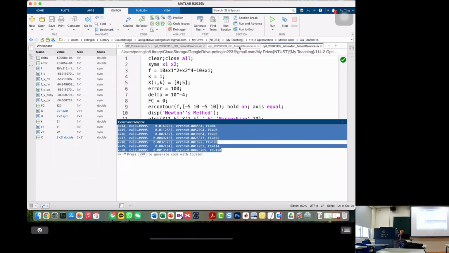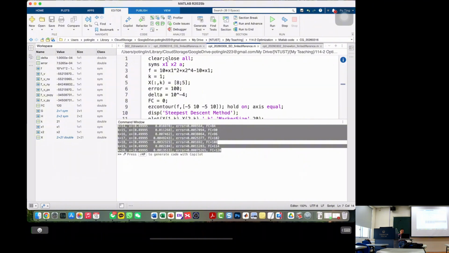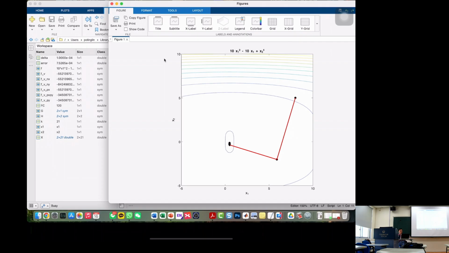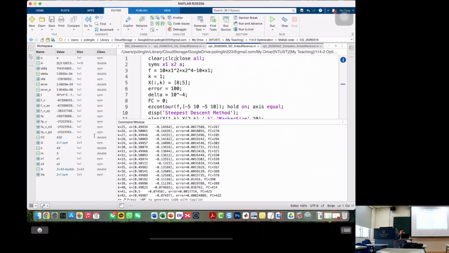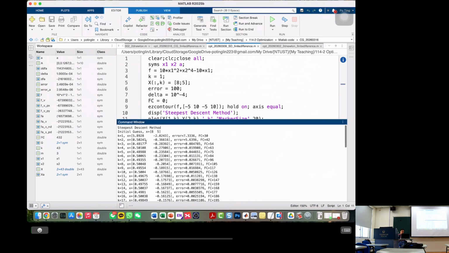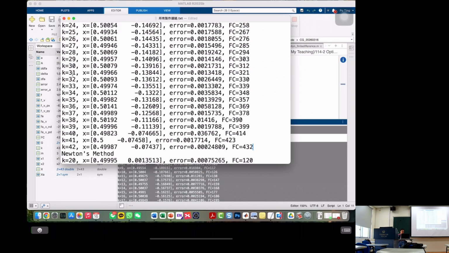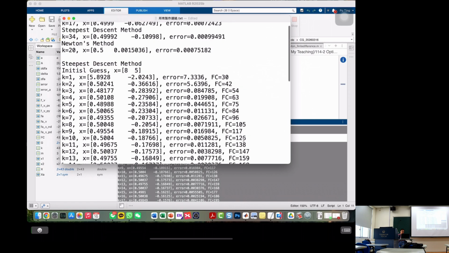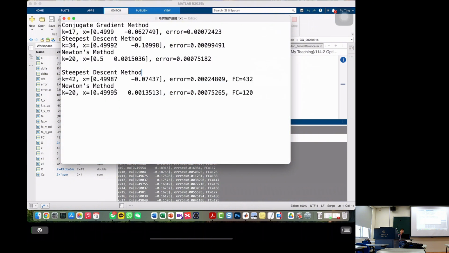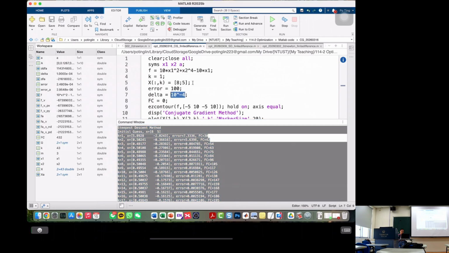Now, let's take a look at the steepest descent. Taking a very long time. 42 iterations by steepest descent. Okay. 432 function calls, 42 iterations. So very ineffective. Okay? How about the conjugate gradient?